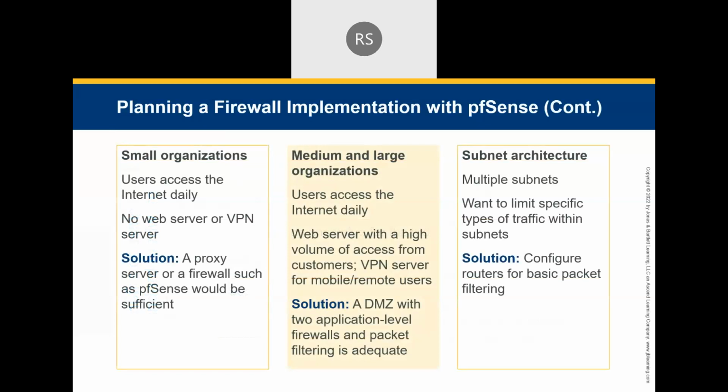Now with a subnet architecture, this is a network with multiple subnets, so you need to limit the specific types of traffic within those subnets. The solution for the firewall for this would be to configure a router for basic packet filtering.